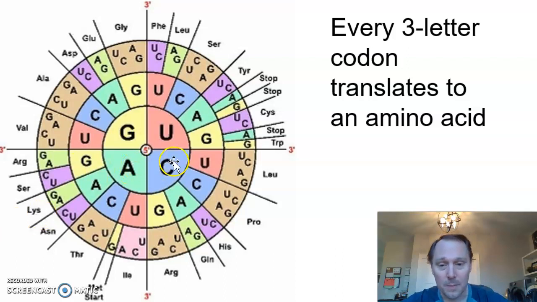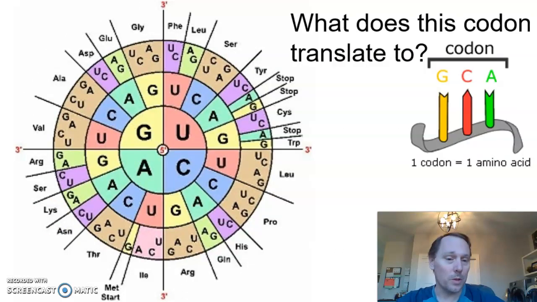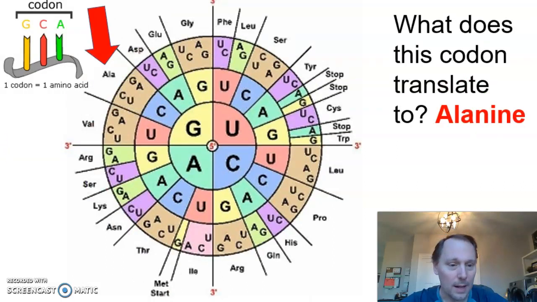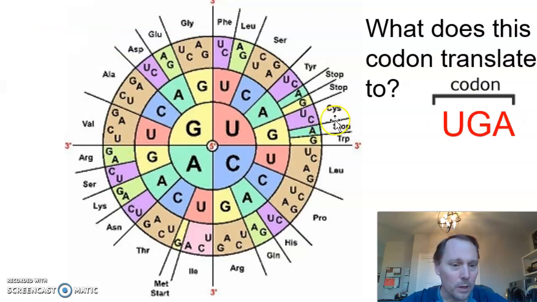This is a chart, right? So here's a question. What is this code for? GCA. Okay, well, start at the center, G. What's the next one? C. Okay, work out. And the next one is A. And so GCA codes for alanine. There it is, alanine. Okay, let's try another one. What is this code for?